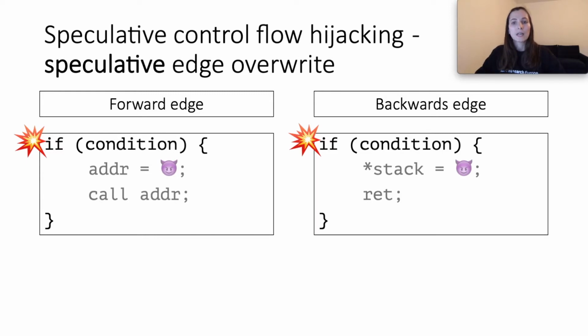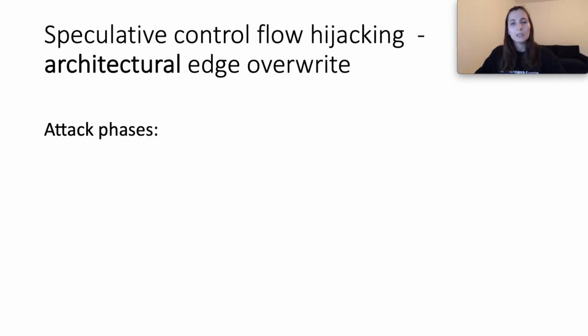Next, we discuss how a traditionally unexploitable memory corruption vulnerability can be used in combination with Spectre to achieve arbitrary memory read. In this case, the edge overwrite is performed architecturally. The architectural edge overwrite allows the attacker to use the full speculation window for arbitrary memory read, increasing its chances of succeeding. The attack, which leverages architectural edge overwrite, is comprised of three phases.